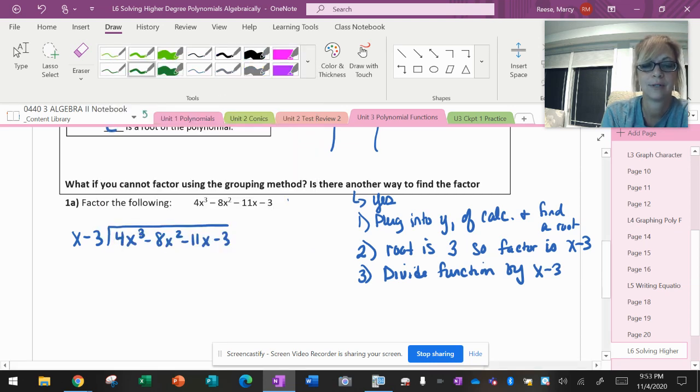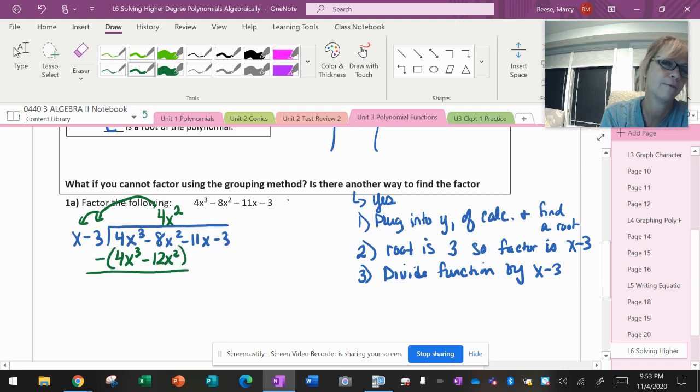Okay, let's go through this. You're going to take the first term, the 4x cubed and the x. And you're going to say, okay, what would I multiply by x to get 4x cubed? And I would say 4x squared. So I'm going to put it up here. And remember, you have to multiply it by both of these. So the 4x squared times x should give me the 4x cubed. 4x squared times negative 3 would give me negative 12x squared.